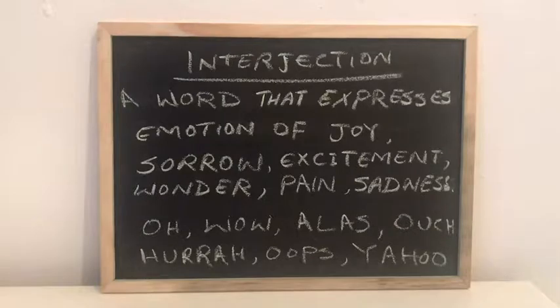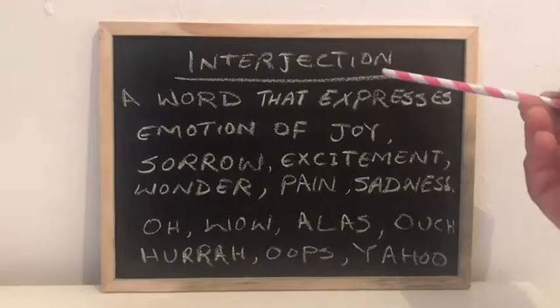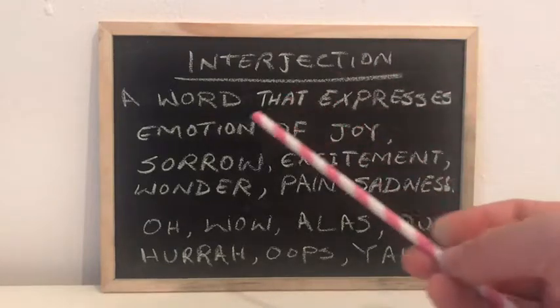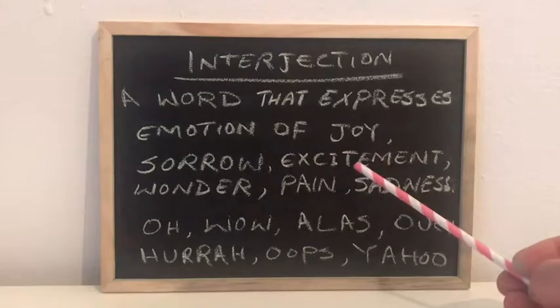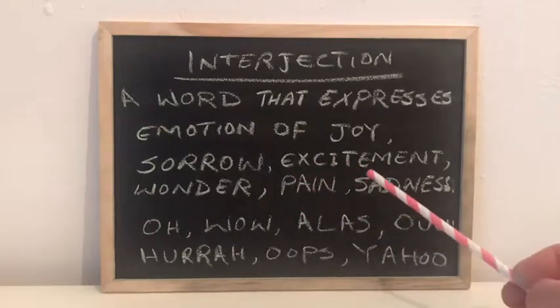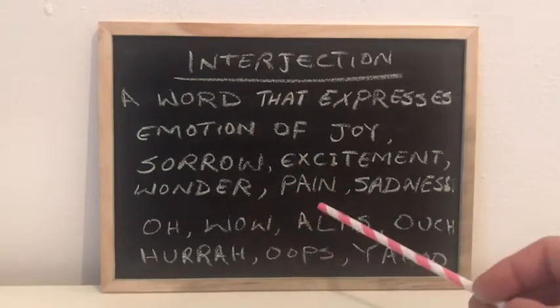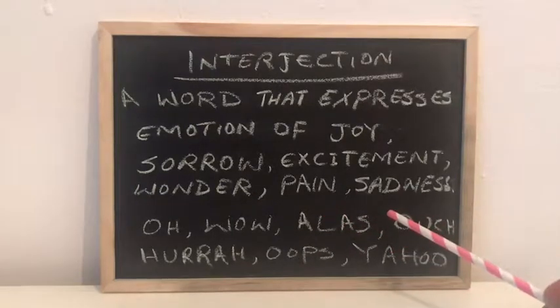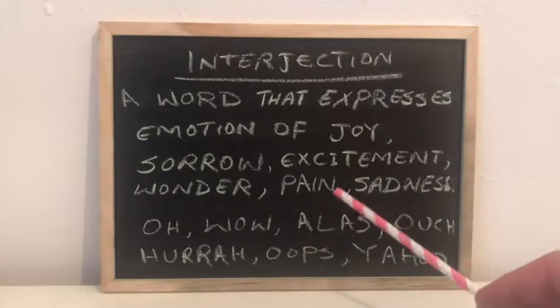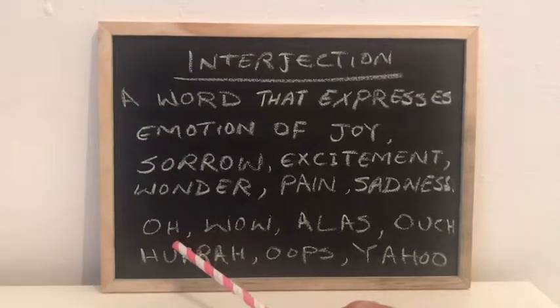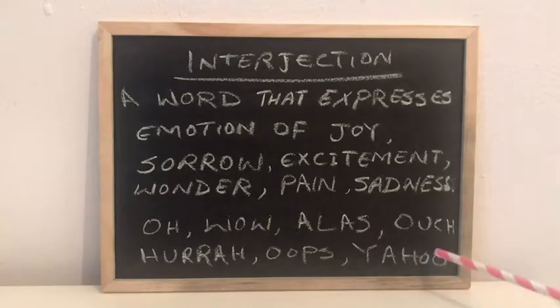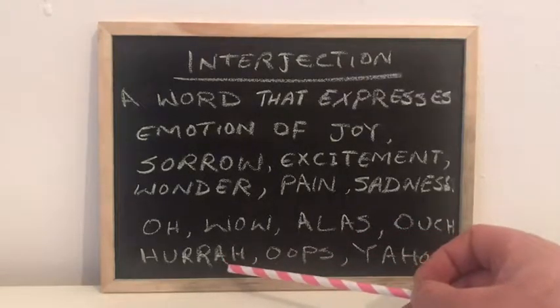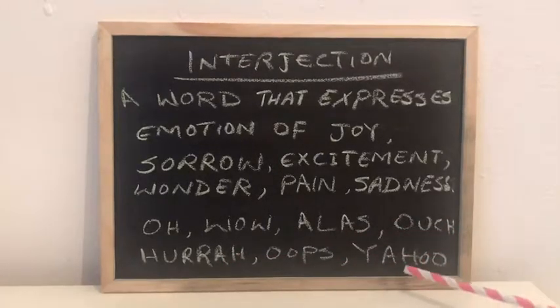The last part of speech that we are going to talk about today is called interjection. Interjection is a word that expresses emotion of joy, sorrow, excitement, wonder, pain, sadness. The examples of interjection are oh, wow, alas, ouch, hurrah, oops, yahoo.